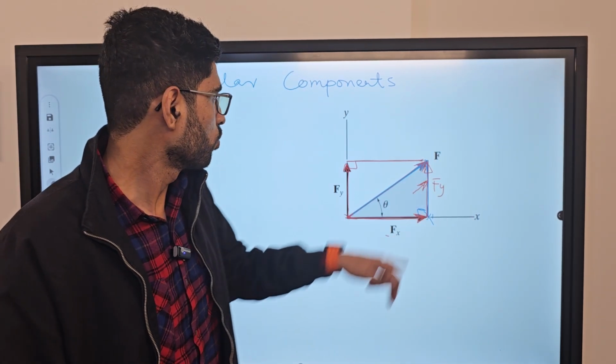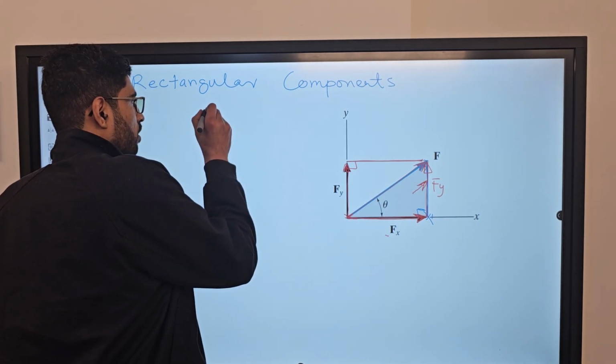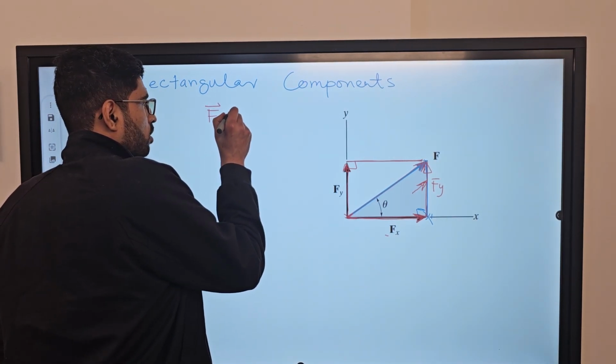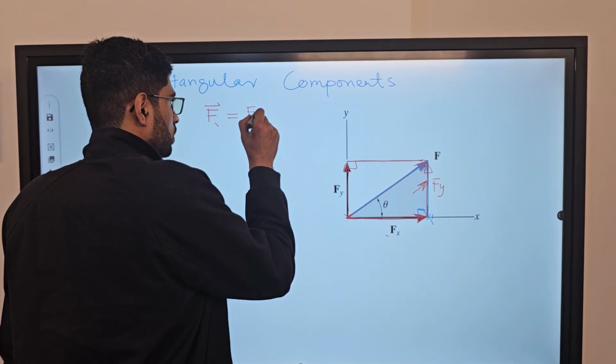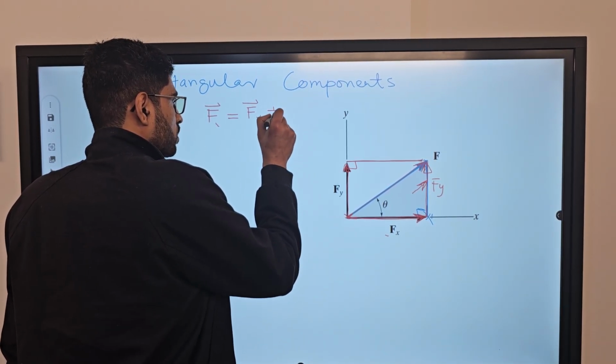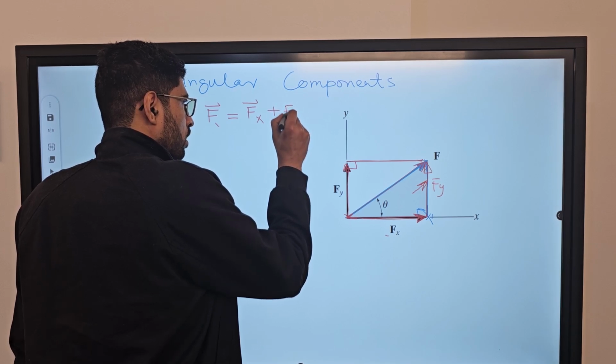So we can say that the force F will be equal to F of x plus F of y.